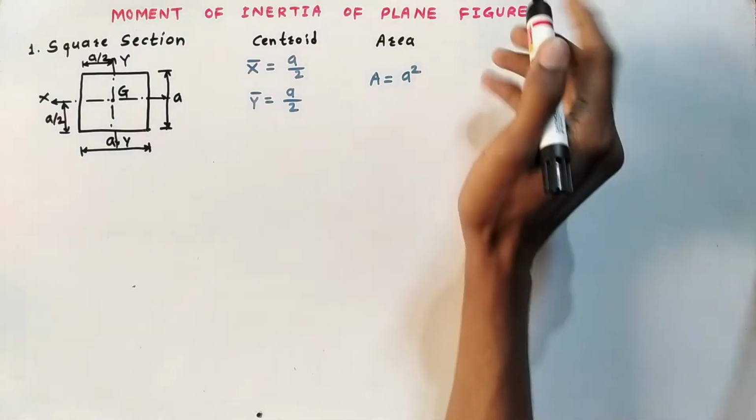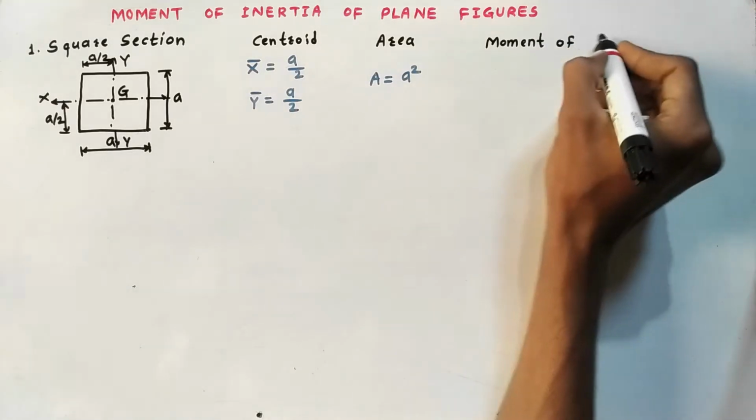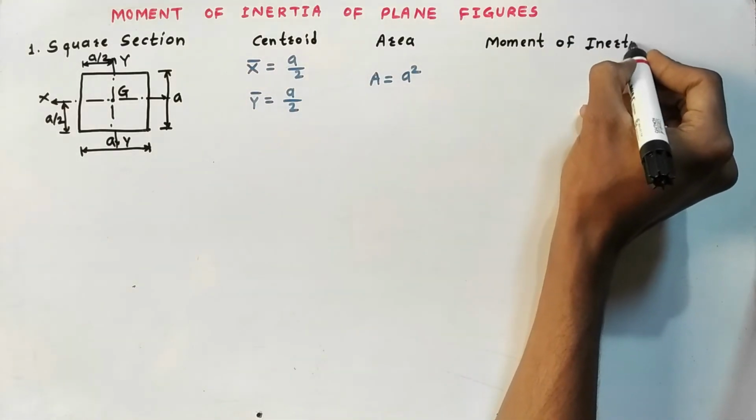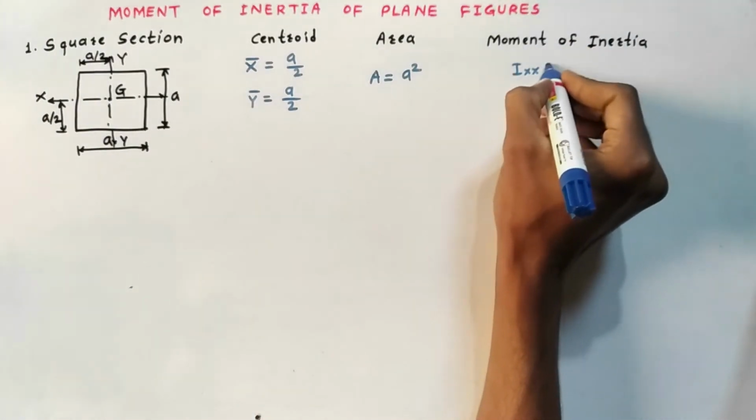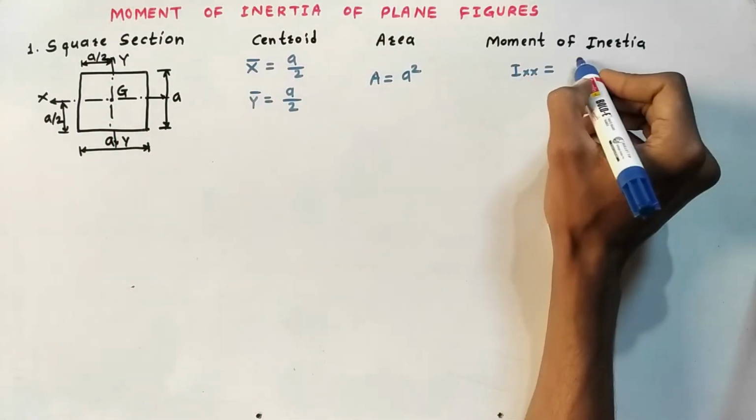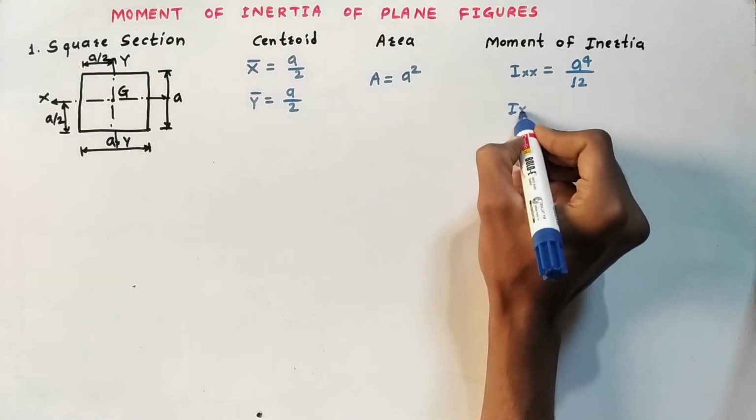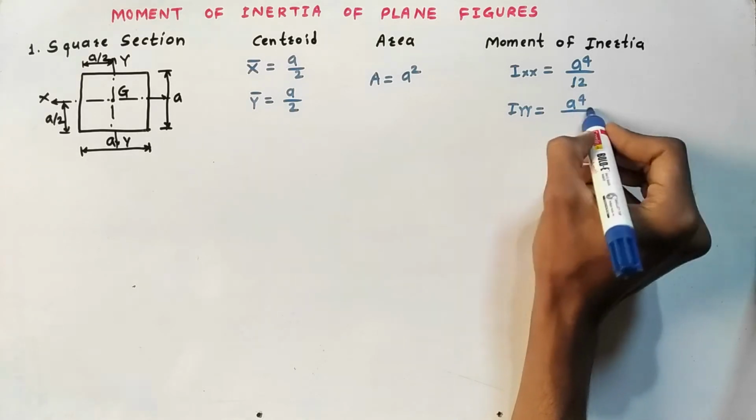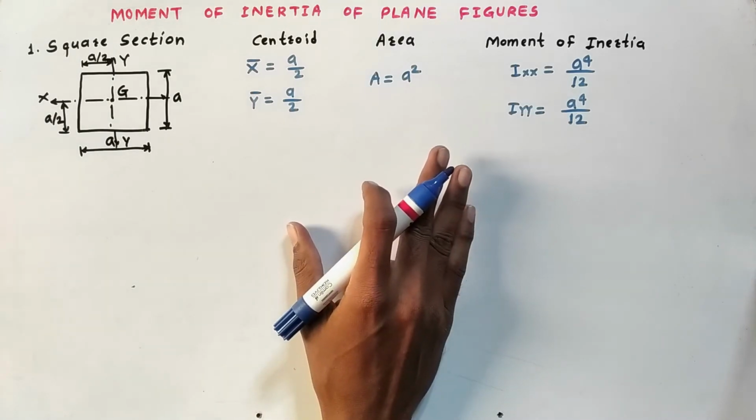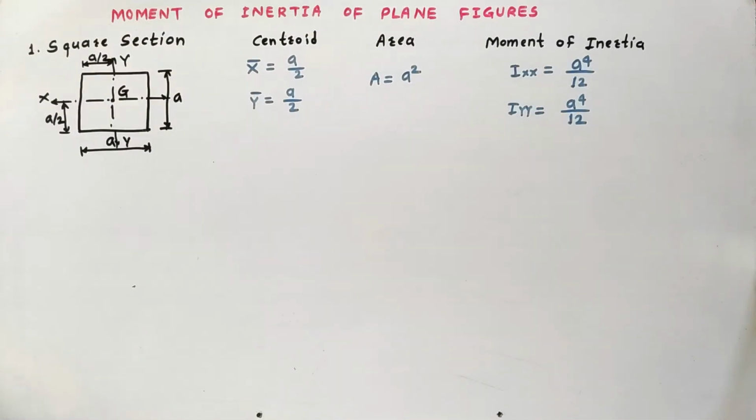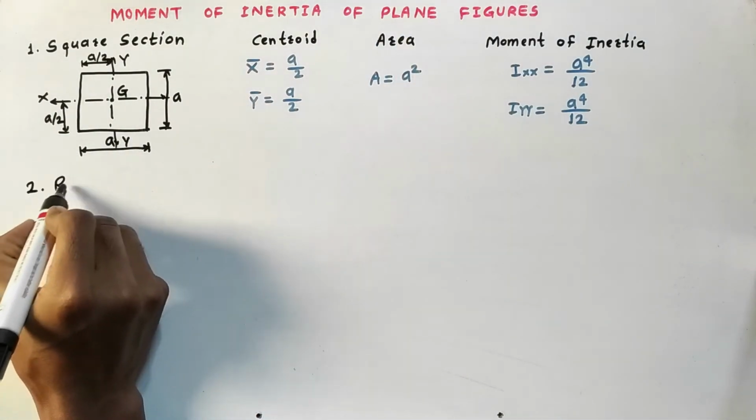Now the formula for moment of inertia. Ixx for a square section is A raised to 4 divided by 12, and Iyy is also A raised to 4 divided by 12. So these are the required formulae. Now the second basic plane section is the rectangular section.